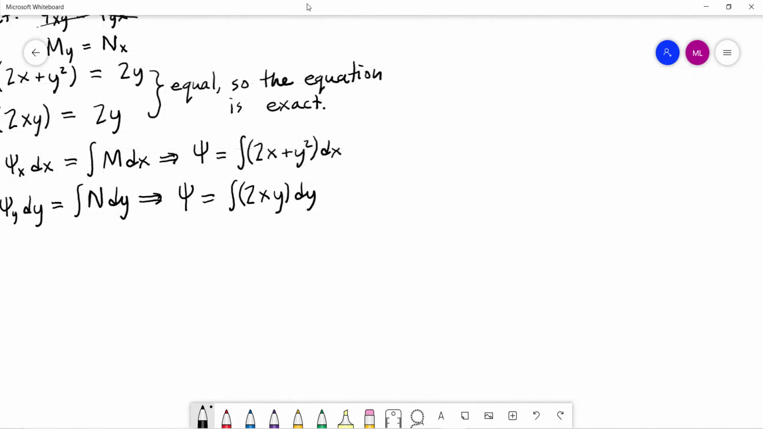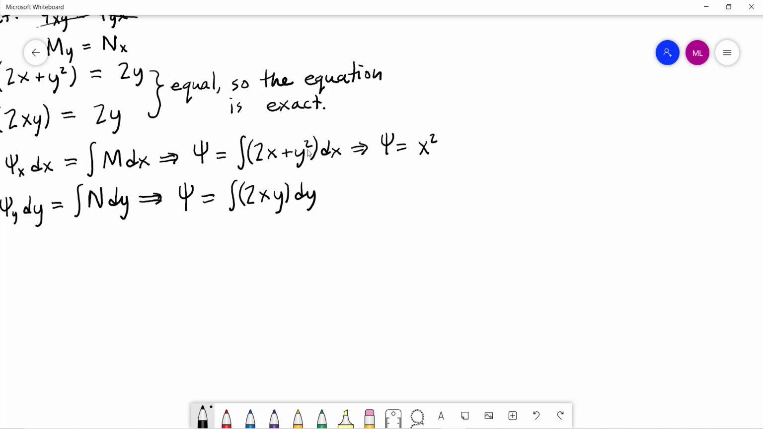Let's come zoom in on them. What is the integral of this term with respect to x? So what's the integral of 2x with respect to x? Well, that's not too bad. That's going to be x squared, right? The integral of 2x is x squared.